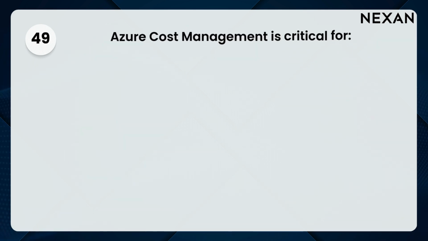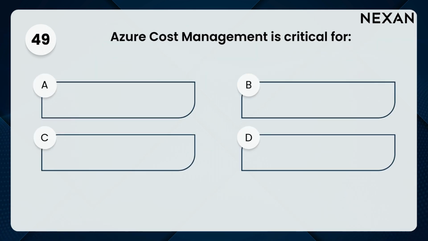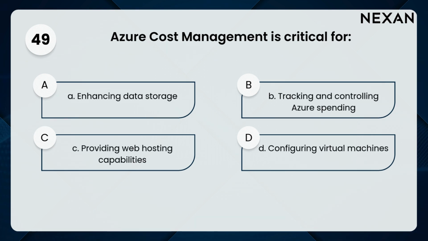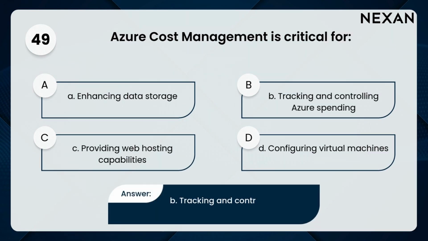49. Azure cost management is critical for A. Enhancing data storage, B. Tracking and controlling Azure spending, C. Providing web hosting capabilities, D. Configuring virtual machines. Answer: B. Tracking and controlling Azure spending.